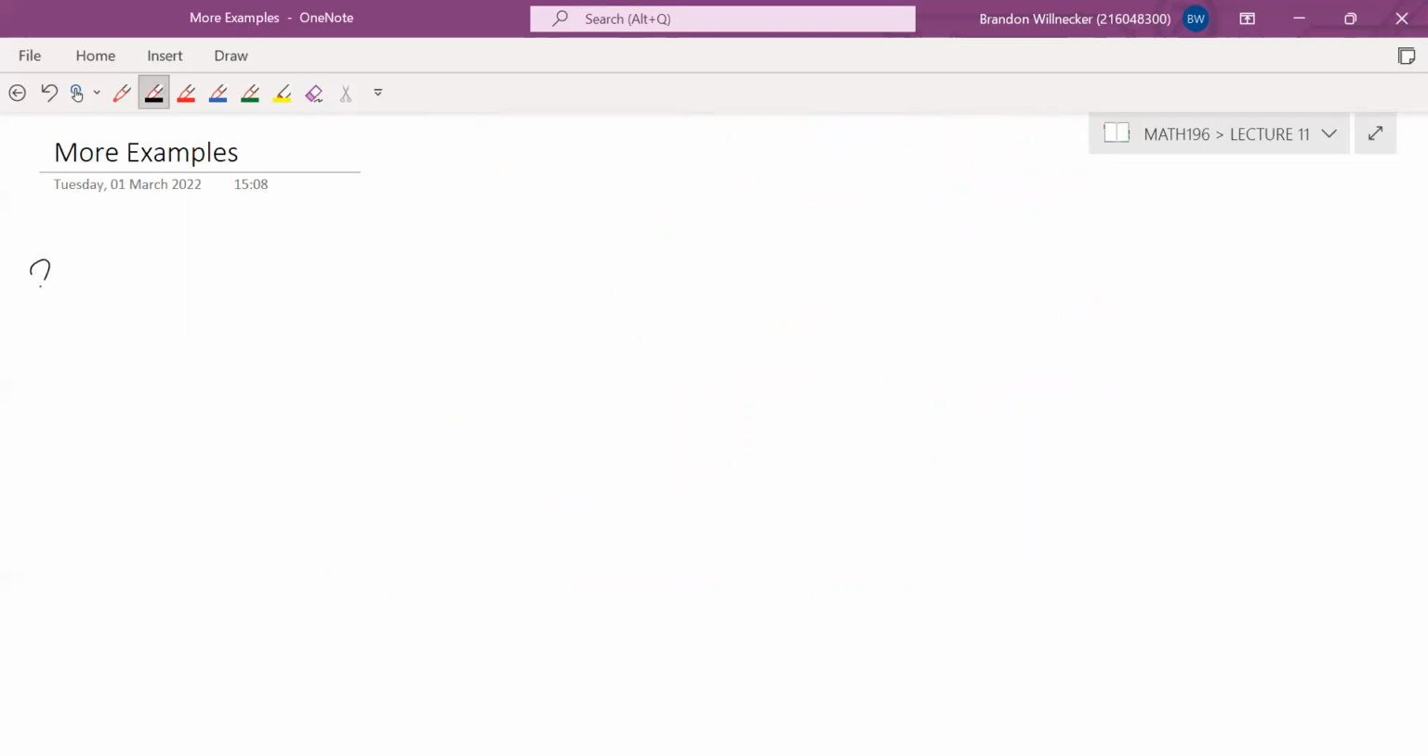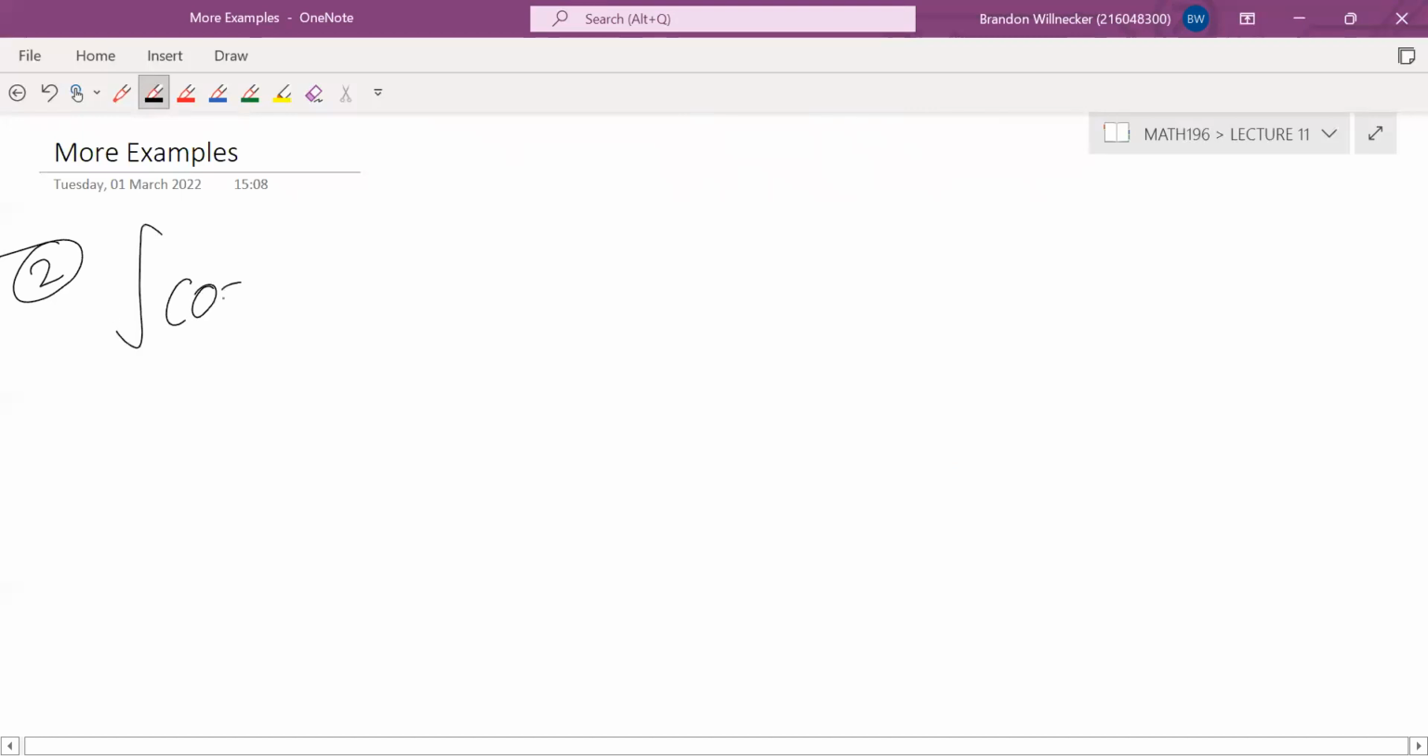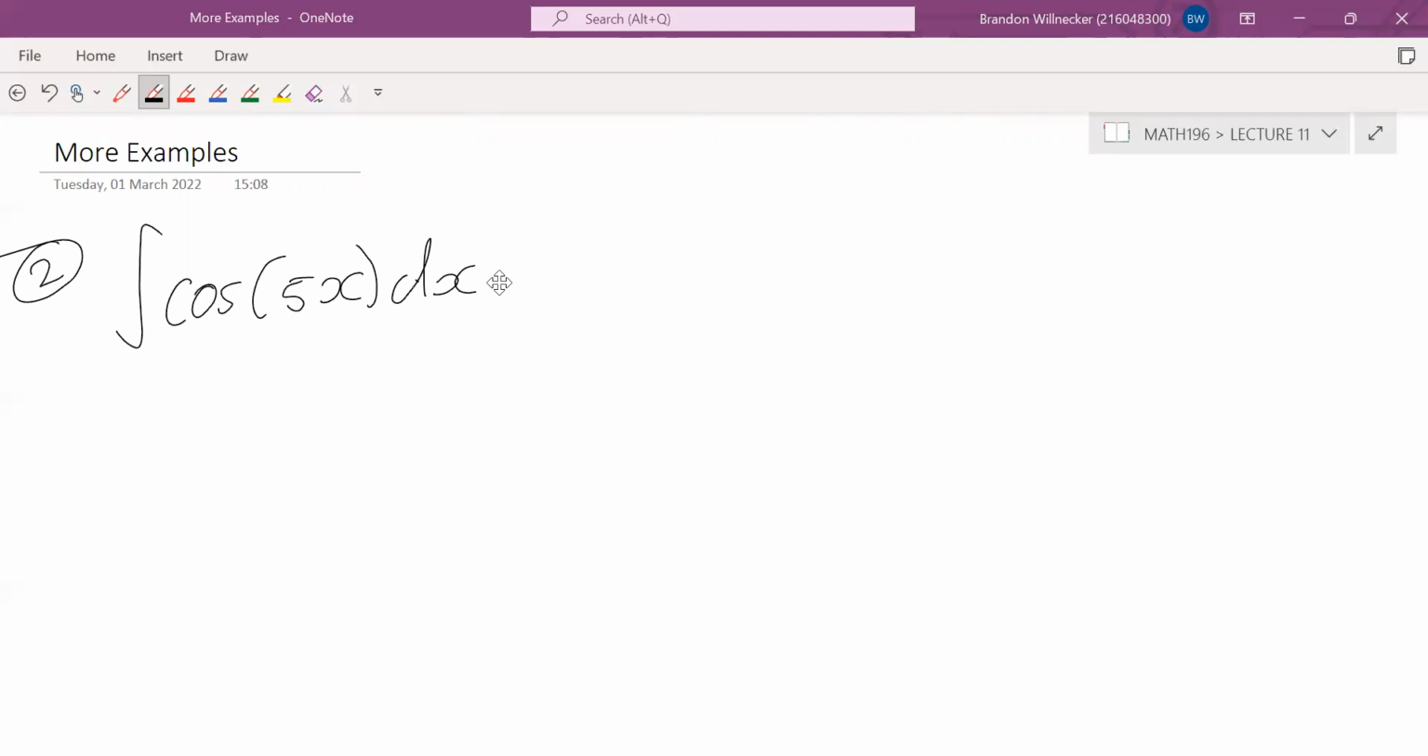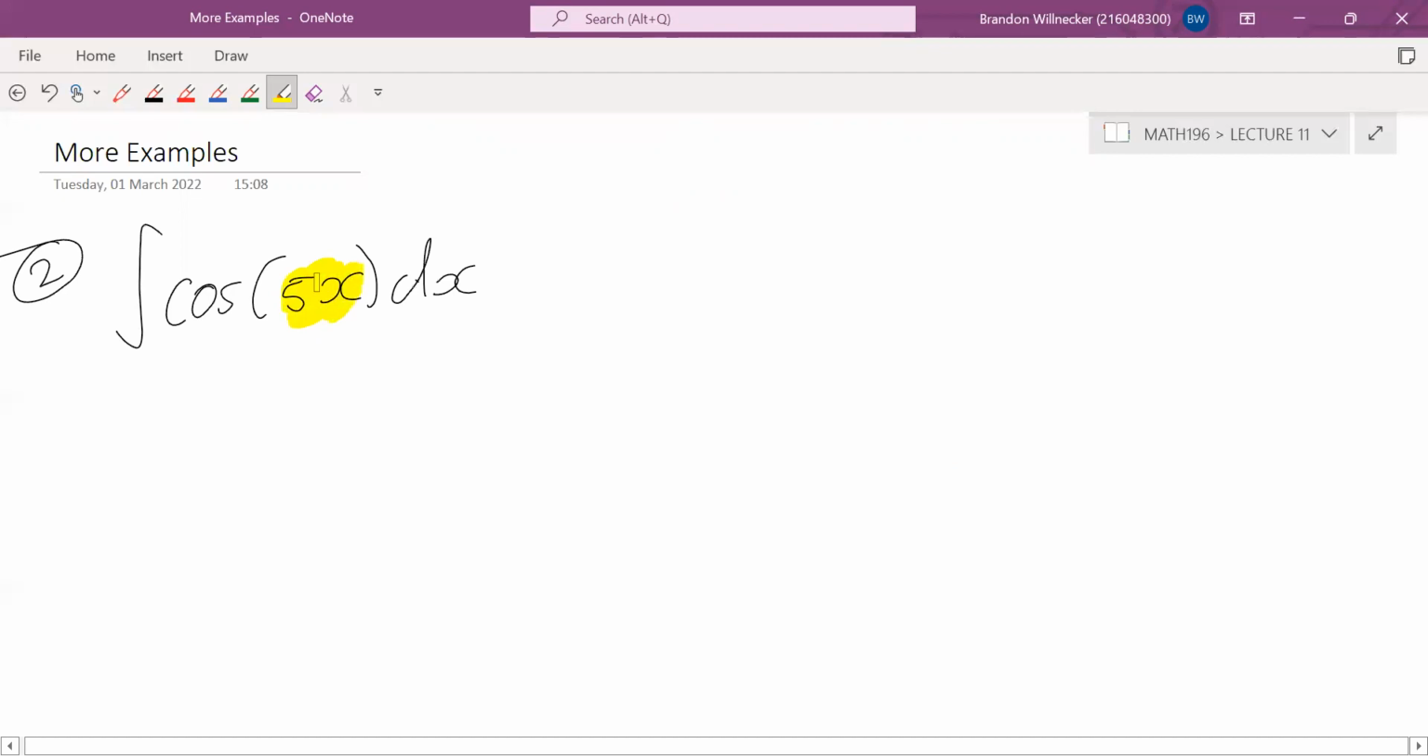So this is example number 2. We have the integral of cos 5x dx. And again, spotting what is making this complicated comes with practice. But we can see that cos is a simple function. We know how to deal with that. But we've got this inside function 5x. That is making our lives a bit more difficult.